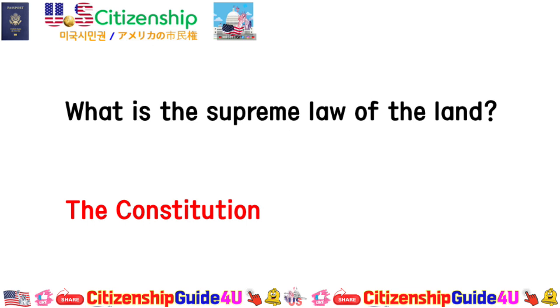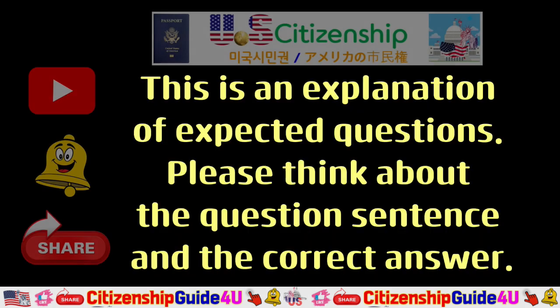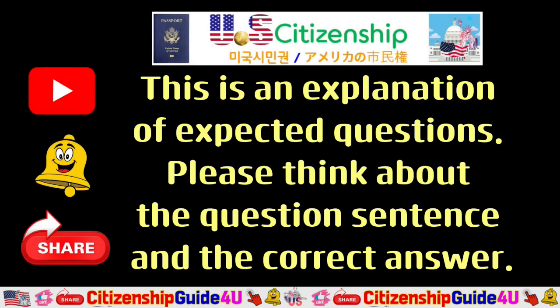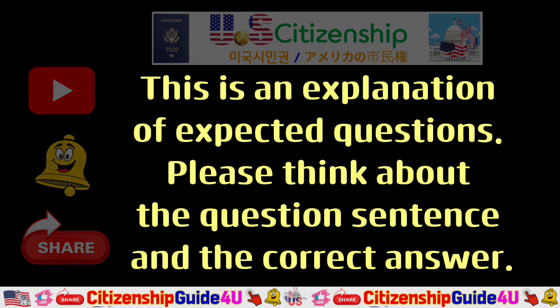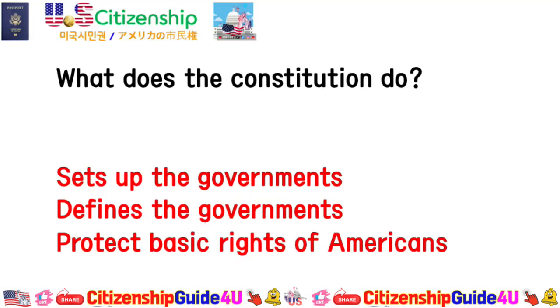The Constitution sets up the governments, defines the governments, and protects the basic rights of Americans. These are stipulated in the U.S. Constitution. What does the Constitution do? It sets up the governments, defines the governments, and protects the basic rights of Americans.